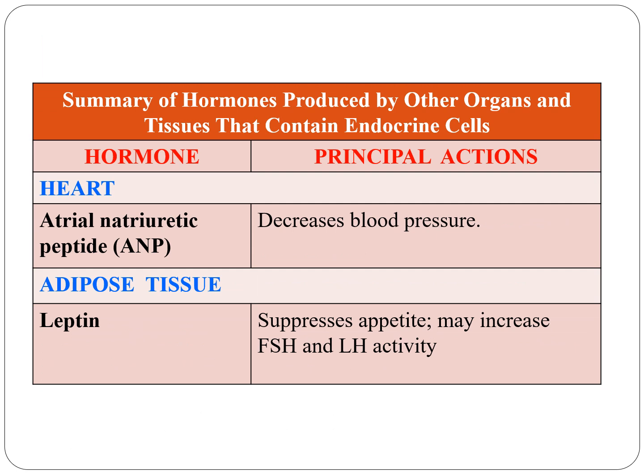Now coming to the heart, the hormone is atrial natriuretic peptide, ANP. It decreases the blood pressure. The next is adipose tissue. The hormone is leptin. It suppresses the appetite and may increase the FSH and LH activity.